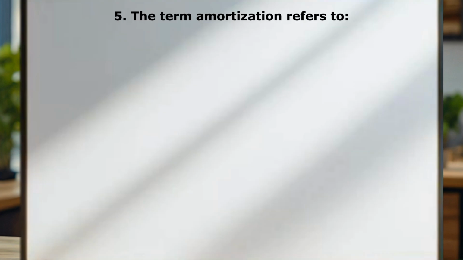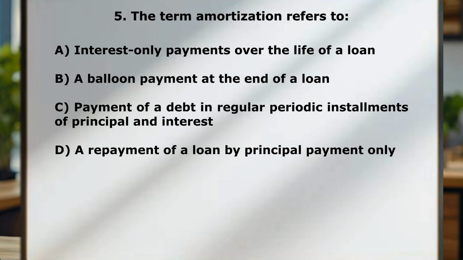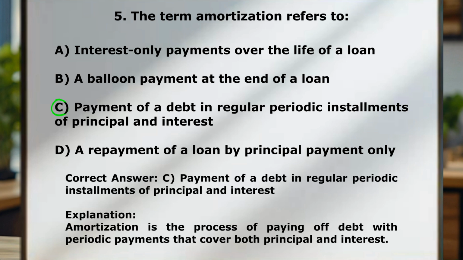The term amortization refers to A, interest-only payments over the life of a loan. B, a balloon payment at the end of a loan. C, payment of a debt in regular periodic installments of principal and interest. D, a repayment of a loan by principal payment only. The correct answer here is C, payment of a debt in regular periodic installments of principal and interest.